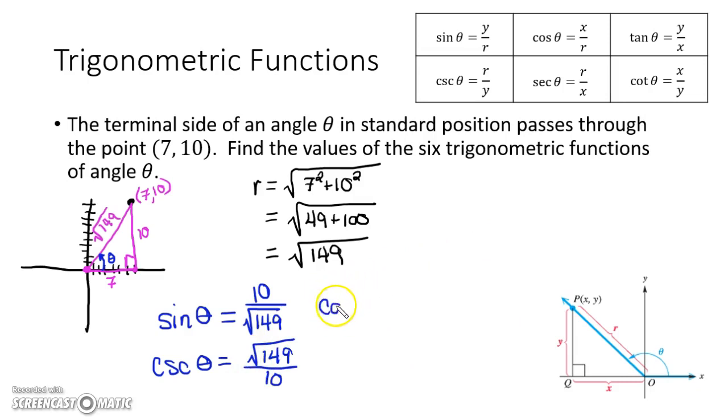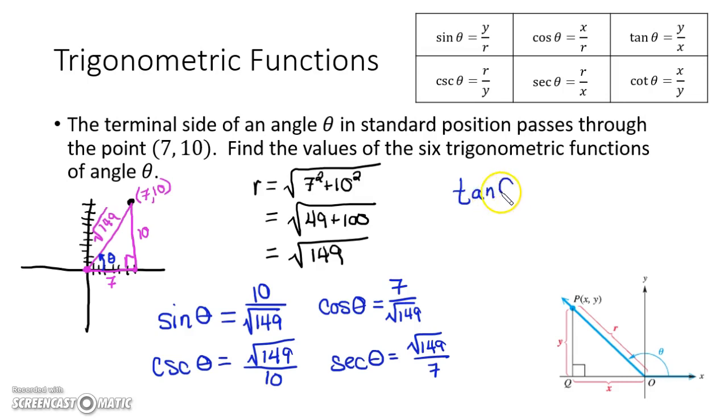Okay, let's move on to cosine of theta. Cosine of theta, if we look at the formula, is x divided by r. So x is 7. r is square root of 149. Again, you'd probably want to rationalize the denominator there. But to save time, we're going to go ahead and just jump to secant. This is now r over x, so we just flip cosine. And boom, we've got our secant function.